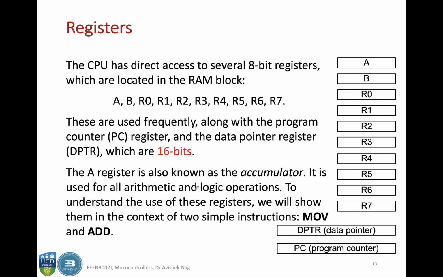Moving on with the registers, the CPU has direct access to several 8-bit registers which are located in the RAM block. You saw there are A and B, which are associated with the arithmetic and logic operations, but then there are these 8 registers R0 to R7, which are used frequently for storing bits on which arithmetic or logical operations will be done.